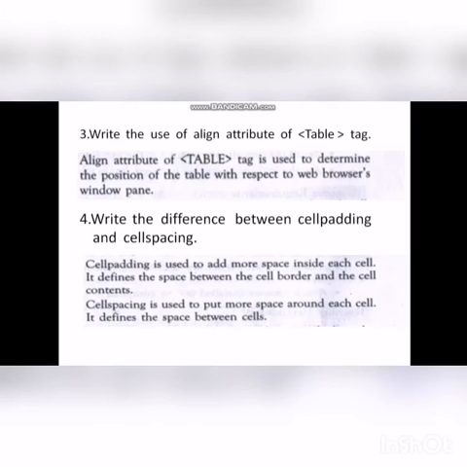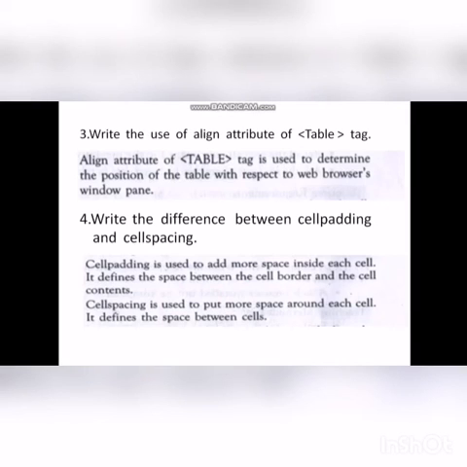Okay. Now, the third question, write the use of the align attribute of the table tag. The align attribute of the table tag is used to determine the position of the table with respect to the web browser's window span. What do you mean by web browser? Internet Explorer, Google Chrome, these are all web browsers. And according to the web browser's window span, the align attribute is used to determine the position of the table.